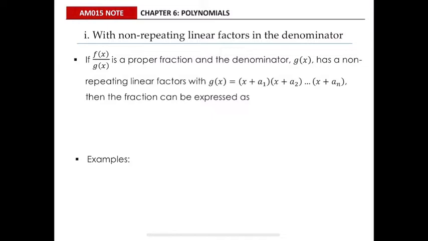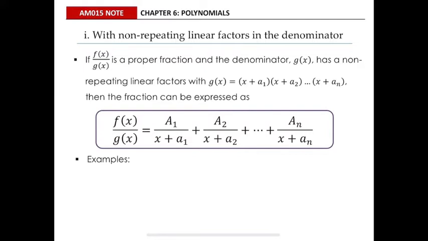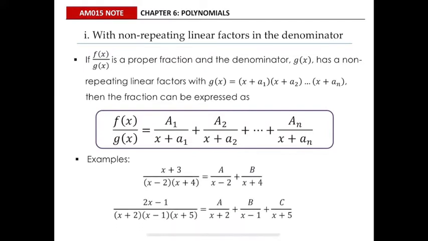If f(x) over g(x) is a proper fraction and the denominator has non-repeating linear factors, then the fraction can be expressed as this one. The examples are like this. When the denominator is a multiplication of two factors, then the fraction is decomposed as a sum of two partial fractions. If there are three factors in the denominator, then the fraction is decomposed as a sum of three partial fractions.